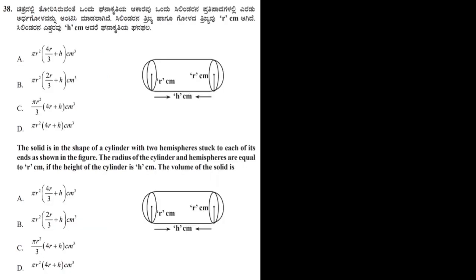A solid is in the shape of a cylinder with two hemispheres stuck to each end, as shown in the figure. The radius of the cylinder and the hemispheres is r centimeter. If the height of the cylinder is h centimeter, then the volume of the solid is? We need to find the volume. So two hemispheres and a cylinder we have, and by adding both we will get the volume. Therefore volume is equal to 2 hemispheres plus cylinder.